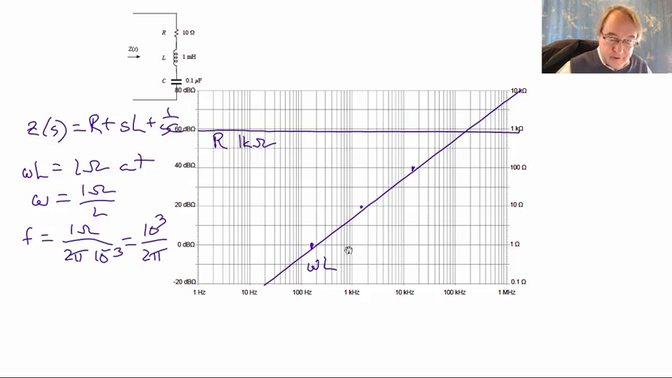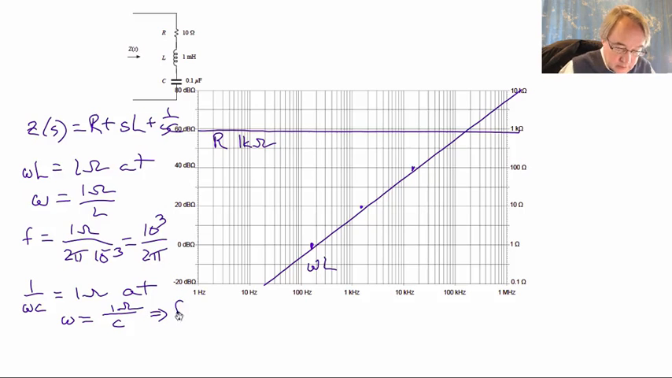Next, let's do the capacitor impedance. So we have a 0.1 microfarad capacitor in this example. That impedance equals 1 ohm at what? Omega would be 1 ohm over C. So F would be 1 ohm over 2 pi times C, which is 10 to the minus 7th. So we'll get 10 to the 7th over 2 pi, which is 1.6 megahertz. So we're right about there. We can draw some points for that.